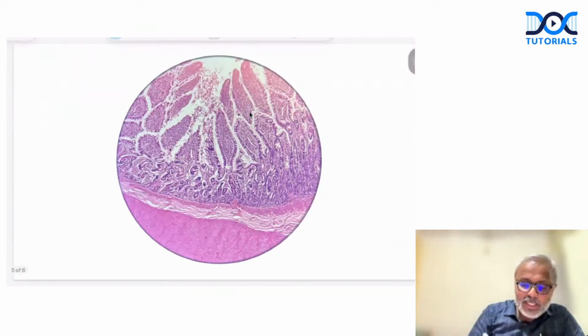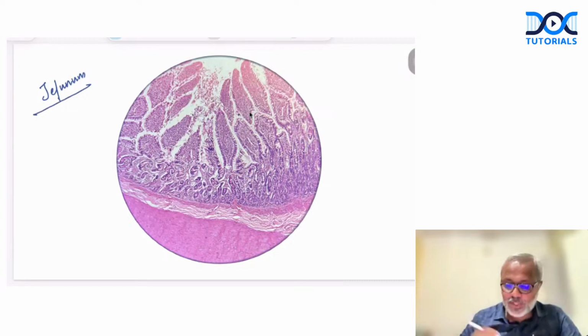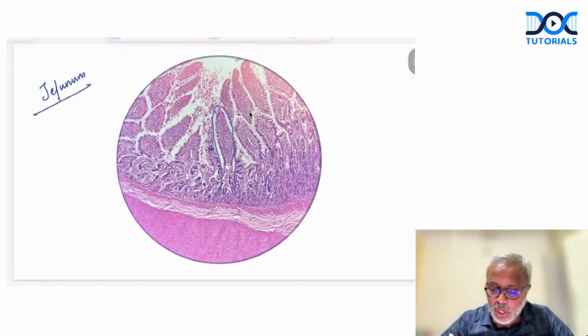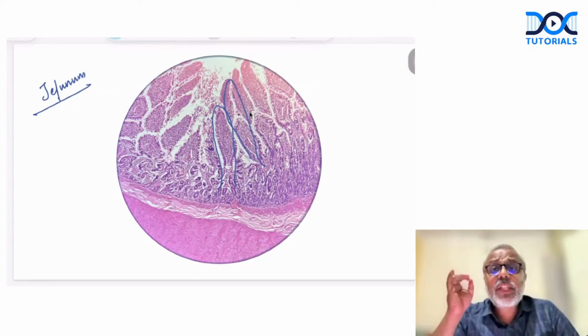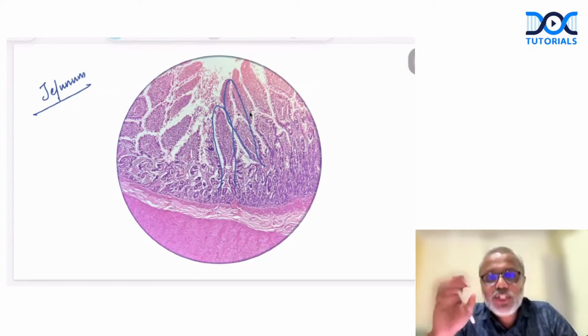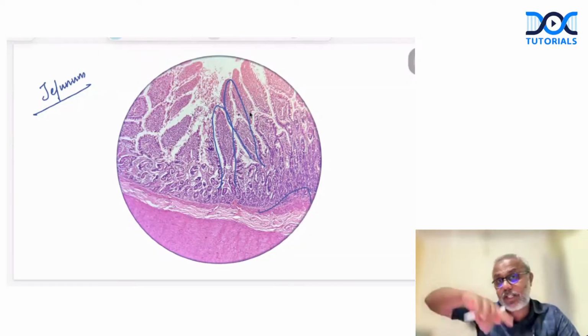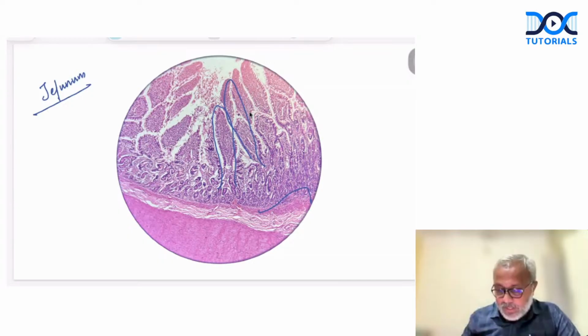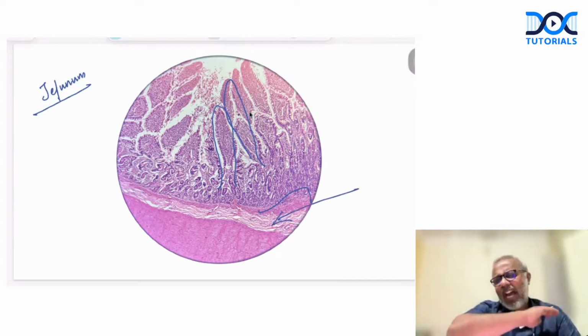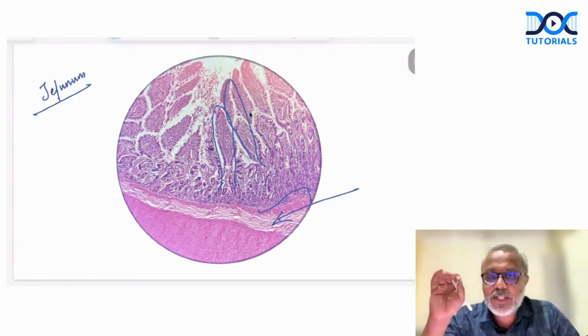How do I say that? This is the slide of jejunum. If you see the slide of jejunum, the jejunum has long finger-shaped villi. You will see the longest villi in jejunum, right? And sometimes if you're lucky enough, you can even see the plica circularis. The submucosa is characteristically unremarkable. Nothing except connective tissue, blood vessels, nerves, and lymphatics is present in the submucosa.